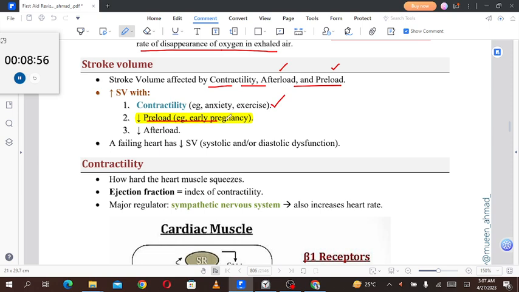Decreased preload, for example early pregnancy. If there is a decreased preload, the stroke volume will be increased. Decreased preload, I guess it is wrong, it is increased preload. It must be decreased afterload but increased preload. I guess it is a misprint, so it must be an increase in the preload. Whenever there is an increase in the preload or venous return, for example in early pregnancy, we have an increased amount of blood. There are a lot of physiological changes in pregnancy, and one of them is increased preload. Let me check that, but I guess it is increased preload.